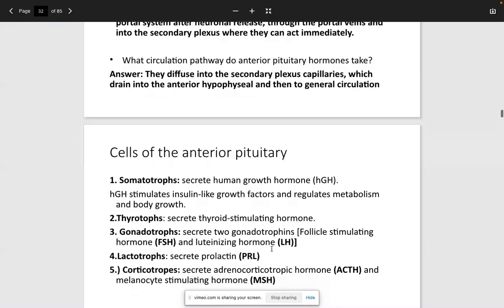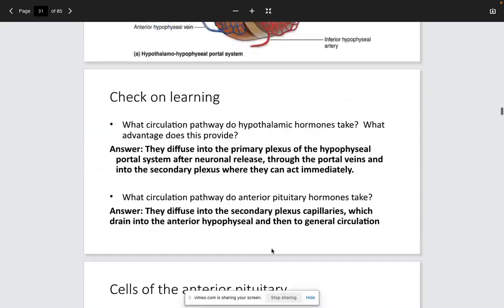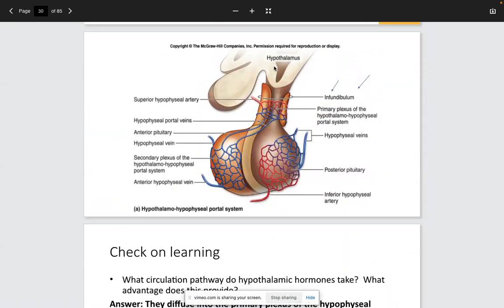So here we're going to discuss some of the cells of the anterior pituitary. Again, if you guys remember, we have the hypothalamus. Remember, it's the control center. It controls the pituitary. We have those inputs that come into that hypothalamus. And from here, there are certain cell types present within this anterior pituitary that are going to act and cause the release of different hormones.